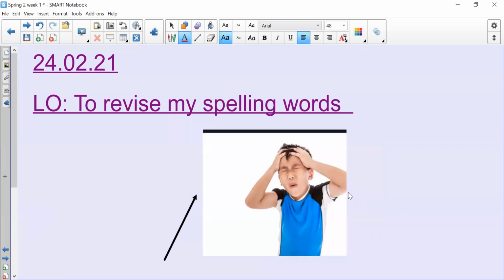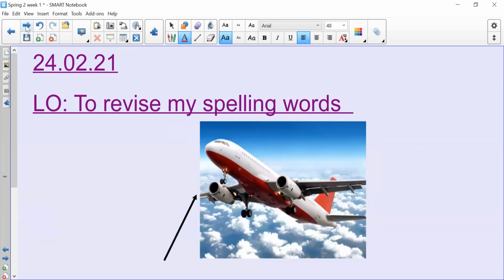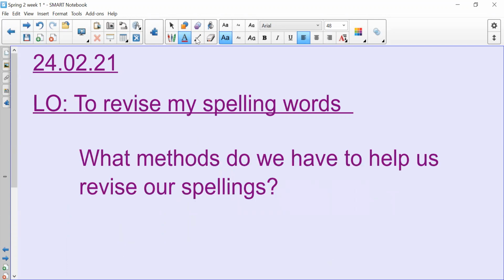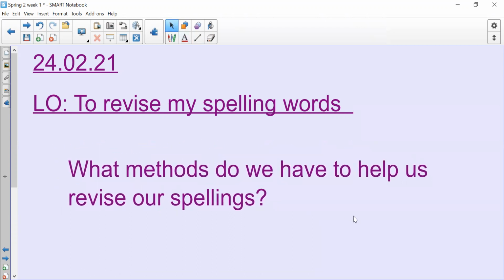What about this one? So it looks like he's hurt himself, bless him, and he's making a noise. So which of our spelling words suits it here? Can you shout it out? Well done if you spotted that. It's groan, spelt like this. And finally, this one is quite obvious, but can you spell it correctly? Well done if you got that. It's the plane.